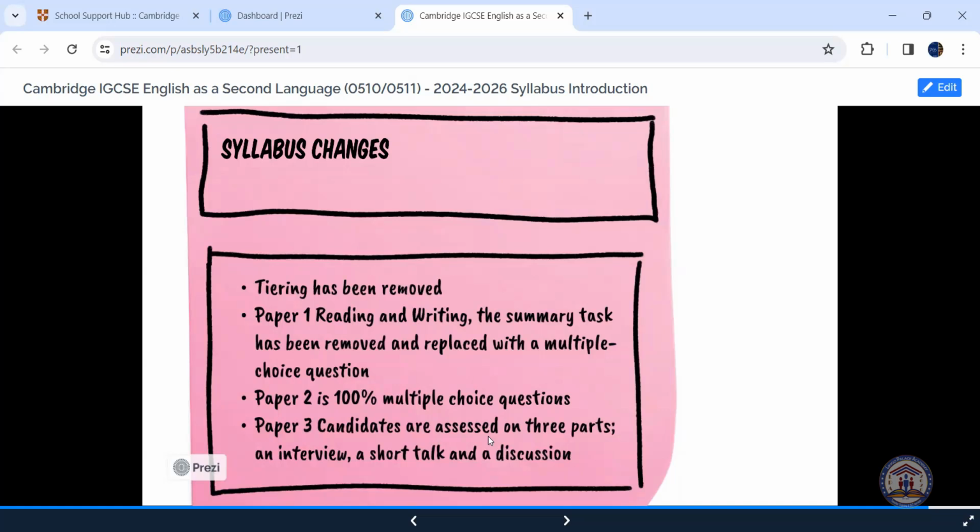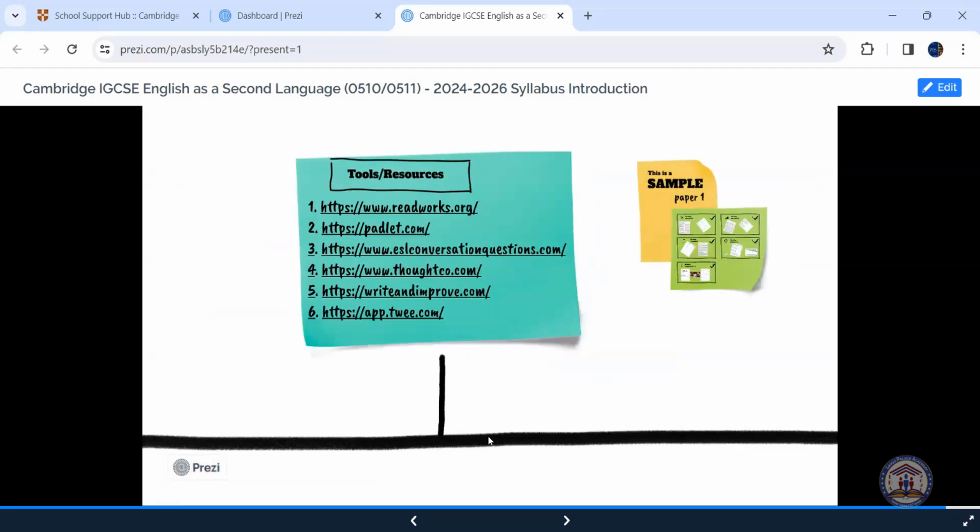Paper 3: candidates are assessed on 3 parts: interview, short talk, and discussion. In the past, it was 4 parts. Now they are 3: interview, short talk, and discussion. And it becomes exactly like the IELTS, they said.